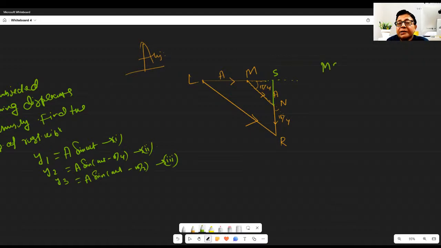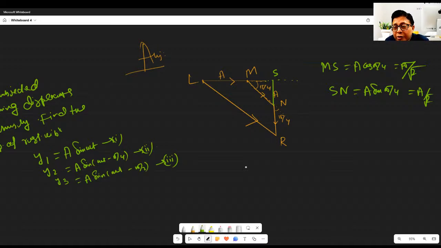What is Ms? A cos pi by 4, A by root 2. What is Sn? A sin pi by 4. That is also A by root 2. Correct? So, when you are going to find Lr, I am doing it with the help of geometry, plain geometry. Lr will be what? Ls square plus Sr square.